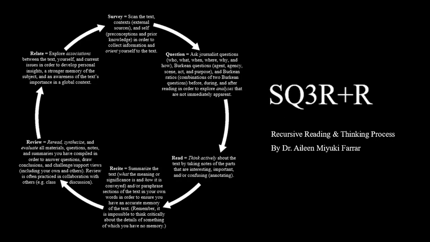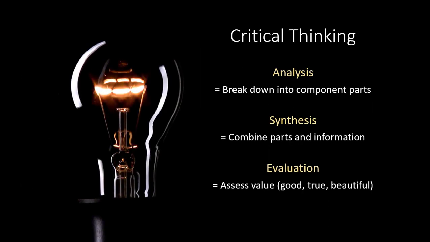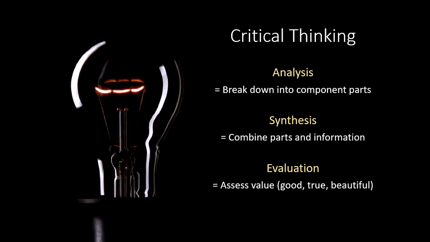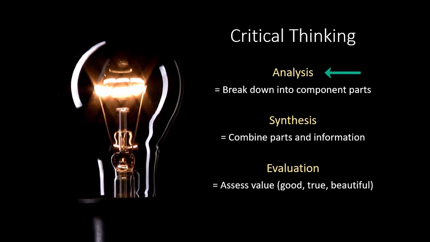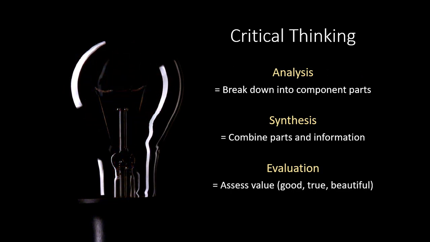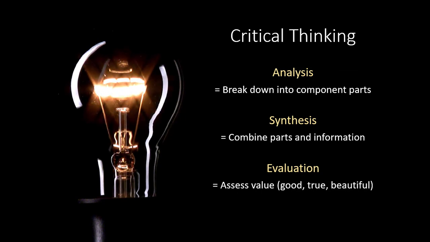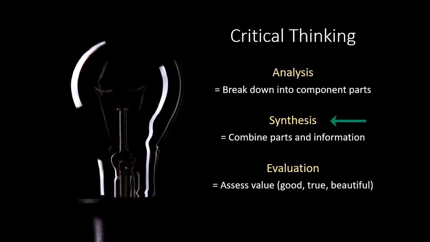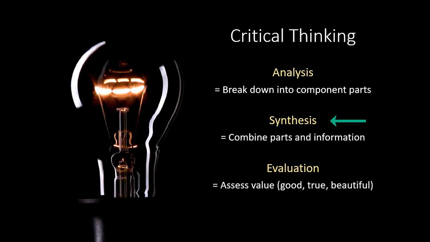the individual stages. The kind of thinking we're referring to is critical thinking, which involves analysis, synthesis, and evaluation. In analysis, you're breaking down the text into its component parts. For instance, in a work of visual art, you might ask questions that focus on just the lines or just the color. In synthesis, you are combining information.